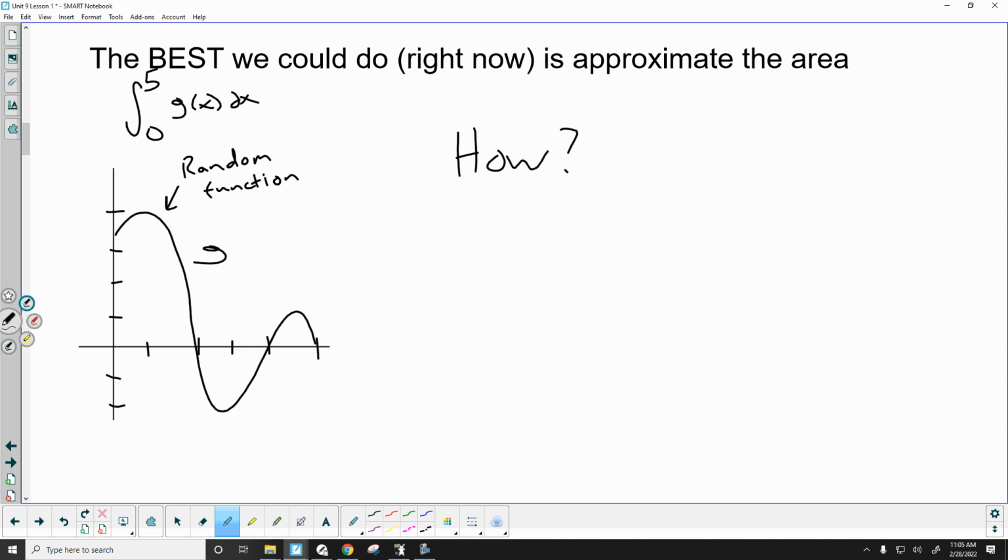You guys can do it. Give me an approximation for the integral from 0 to 5 of G. Give me a number and tell me where that number came from. Where'd you get that? So you are getting the number 8 from where?